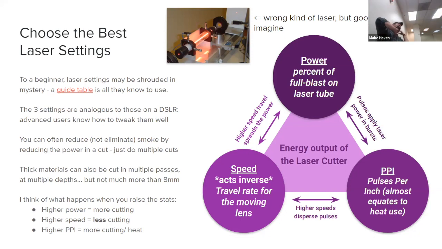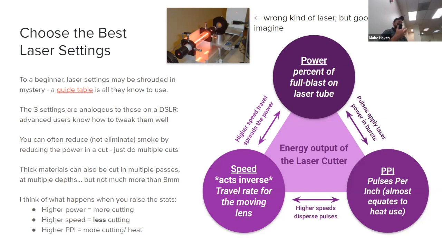But so that aside, still getting the settings dialed in is really important. And essentially you want to think about how the dynamic works, because if we're trying to orient these three different properties, more power is more burning, more PPI is more burning, and oddly for speed, less speed. It acts inverse, right? The slower you move past something, the more you're going to burn it. So in the case of power and PPI, crank those numbers up and you'll burn through something more, crank the speed down and you'll burn through something more.